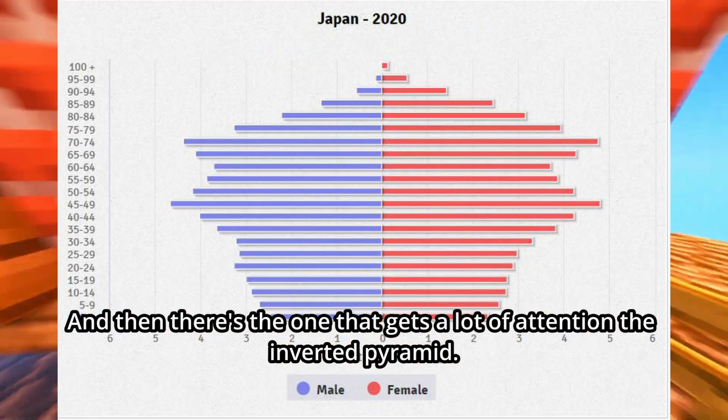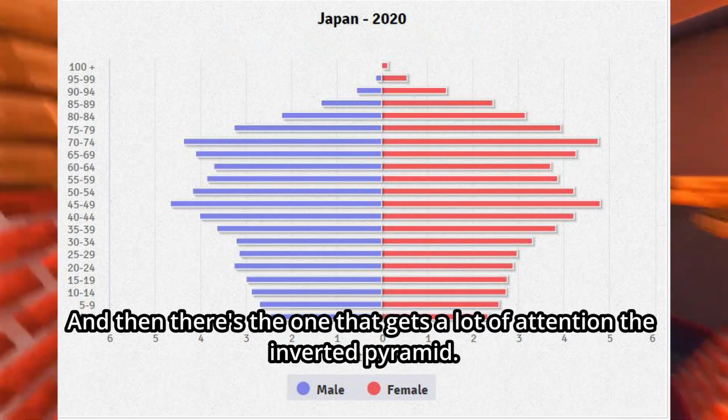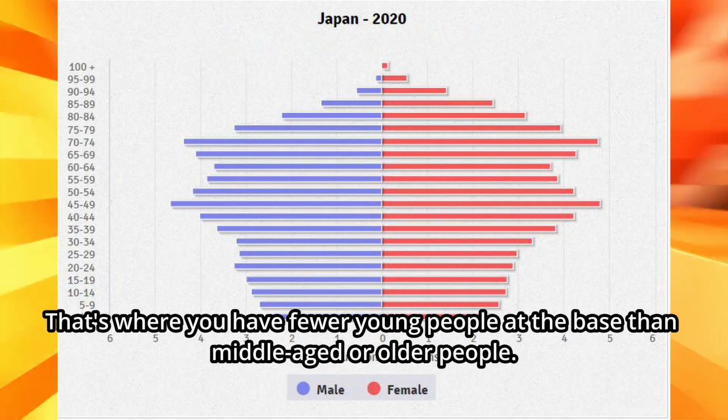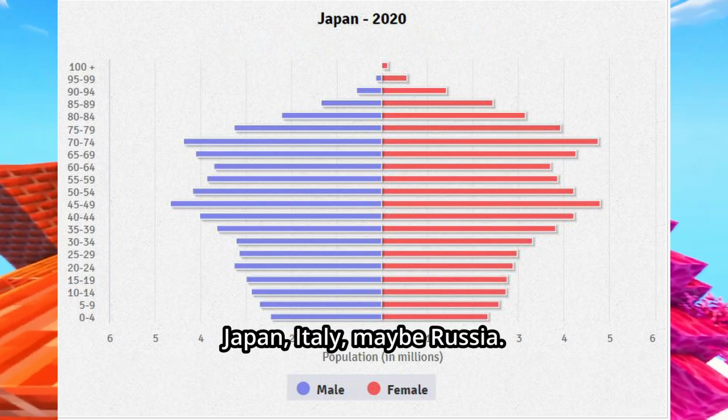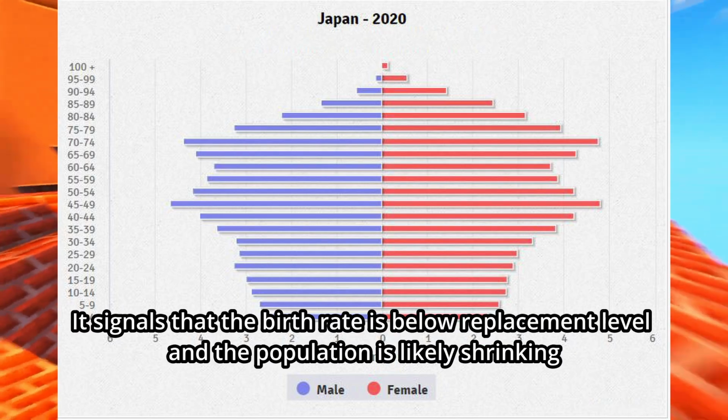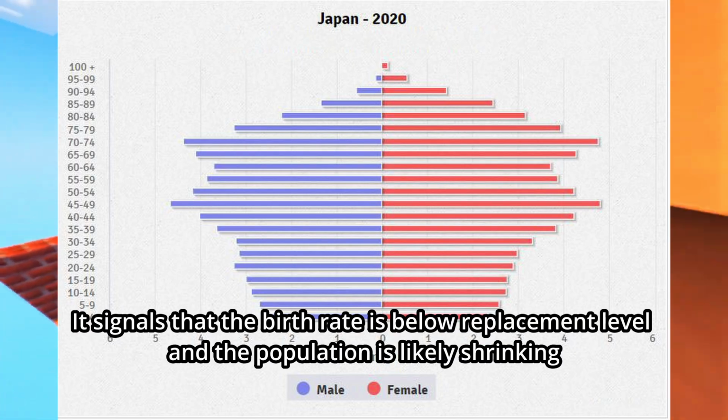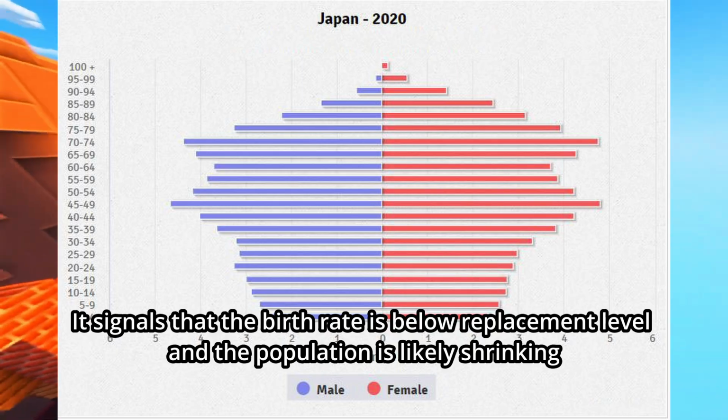And then there's the one that gets a lot of attention, the inverted pyramid. That's where you have fewer young people at the base than middle-aged or older people. Think Japan, Italy, maybe Russia. It signals that the birth rate is below replacement level and the population is likely shrinking, or will be soon.